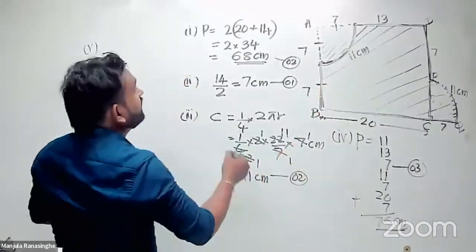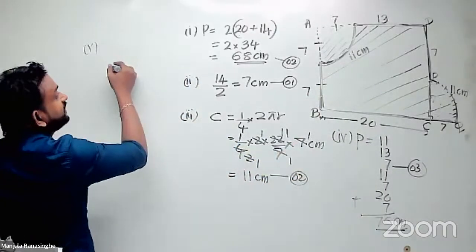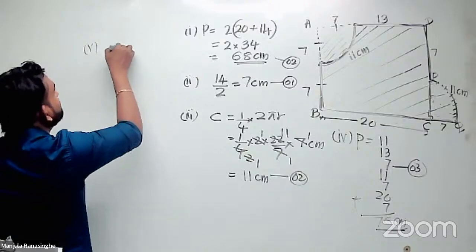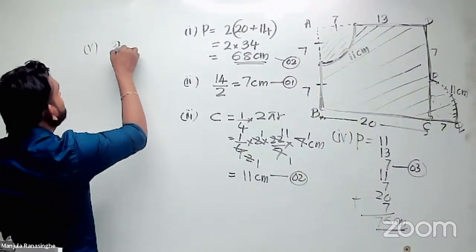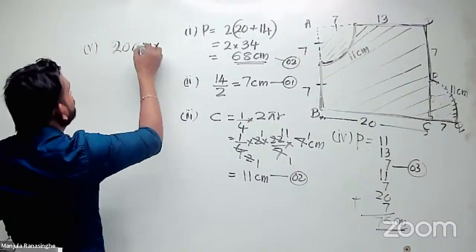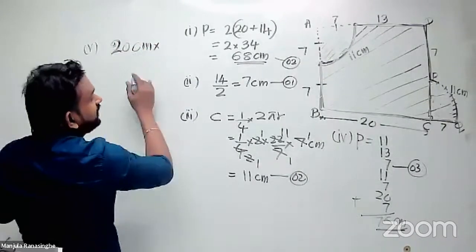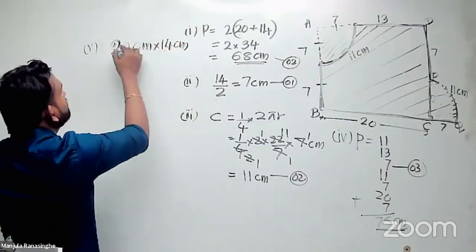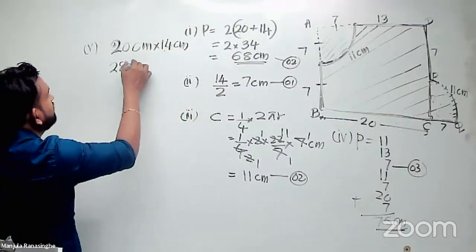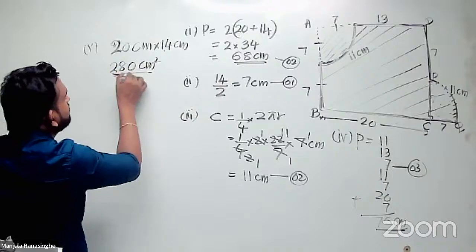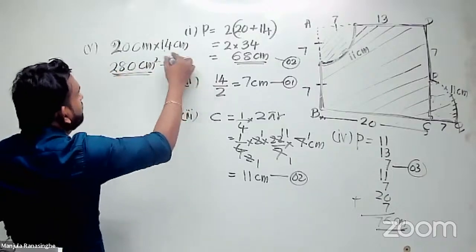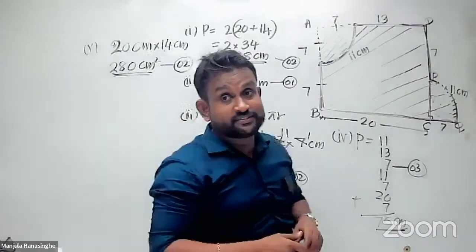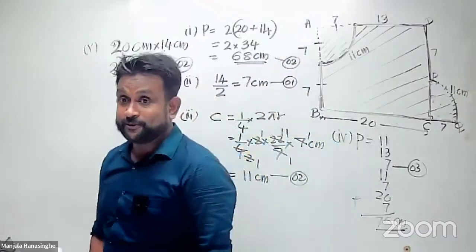Right. So now I say the area of the rectangle is equal to the symbol area. Just I take 20 centimeter length into breadth 14 centimeter, so that means 280 square centimeter. That's the symbol's total area. 2 marks there. Understood that concept?